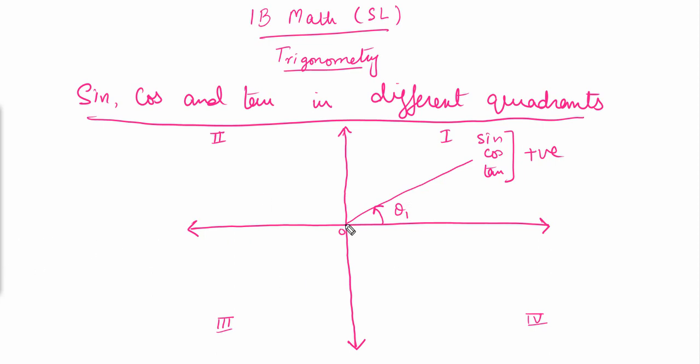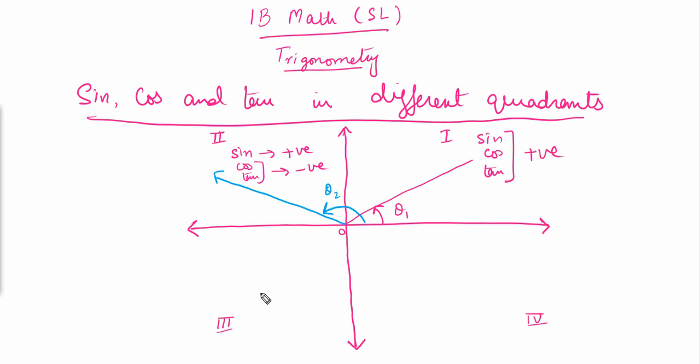Now let's see the second angle over here. So let's suppose we have the angle in the second quadrant. Let's suppose this angle is theta 2. So this angle will give us, in the second quadrant, only sine is positive. Cosine will be negative and tan will be negative. For example, if this angle is 150, so sine of 150 will give us a positive number, but cos of 150 and tan of 150 will give us negative values.